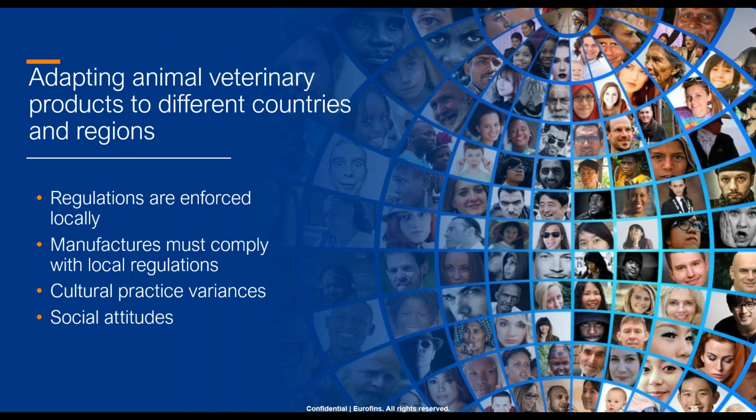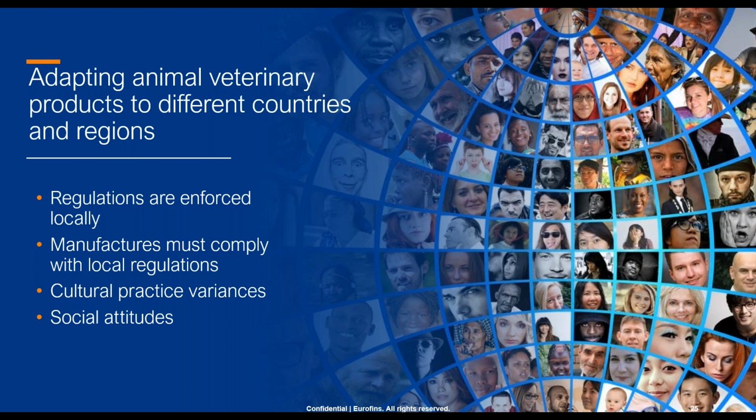Adapting animal veterinary products to different countries and regions is an essential process that ensures the safety and efficacy of these products. Different countries and regions have different regulations and requirements for animal health products, and it's important for manufacturers to comply with these regulations and requirements when designing and producing veterinary products. This process involves considering factors such as regional diseases and environmental conditions that might impact storage conditions, product shelf life, and packaging. It might also impact considerations of cultural and societal attitudes towards animal health.